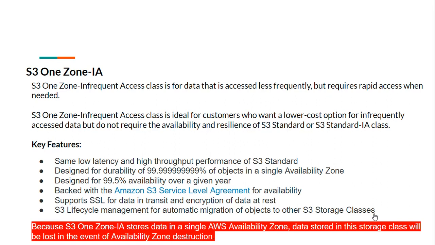stores data only in a single AWS availability zone. So data stored in this storage class will be lost in the event of availability zone destruction. So, this is not the choice for storing files which are very important and cannot be created again easily.